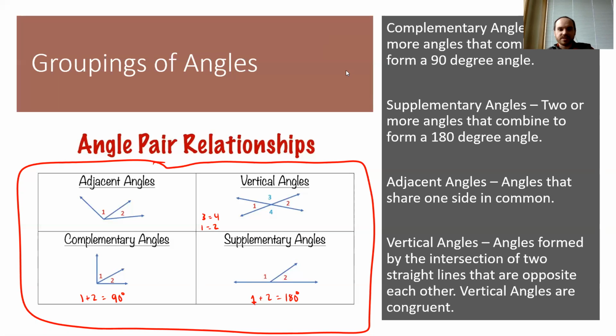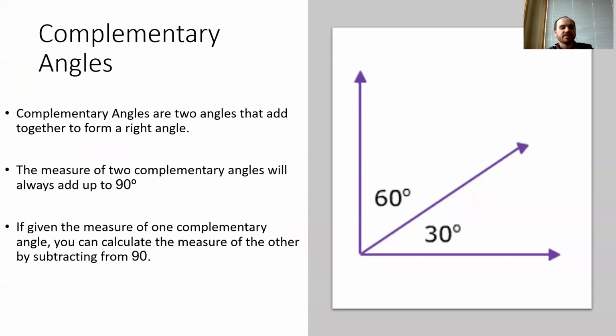Okay, Tristan, I can come back to this if you need it in a little bit, but they're also going to be on the next couple pages, so you should be able to write them down at that point. So here's a little bit more detail on complementary angles. Complementary angles are two angles that add together to form a right angle. The measure of two complementary angles will always add up to 90 degrees. If given the measure of one complementary angle, you can calculate the measure of the other by subtracting from 90.